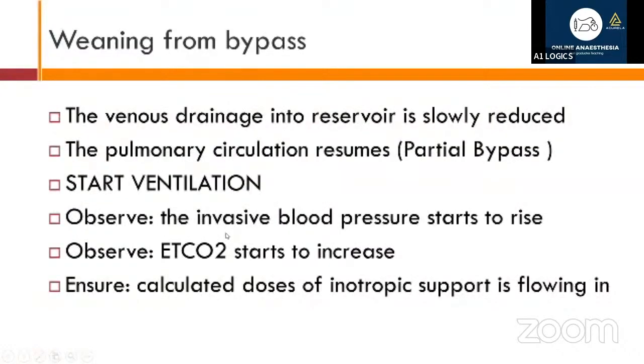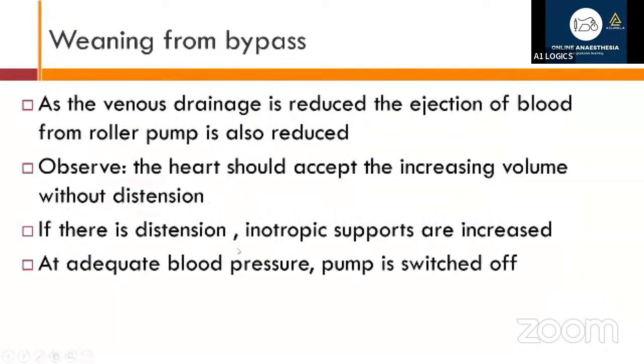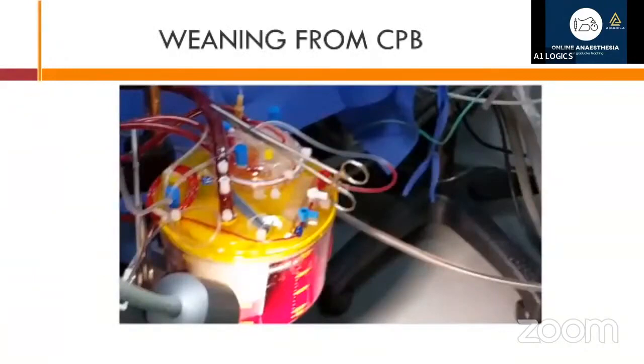So the venous drainage is slowly reduced, and you have to start ventilating at this time. The ETCO2 and the blood pressure will start to rise. You may have to increase the supports. If there is distension, you have to increase the supports. But if the heart is contracting well and the BP is still not picking up, you will have to add volume to the circuit.